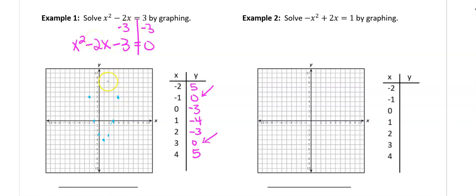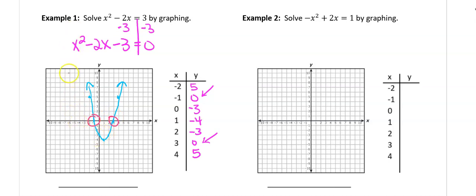So then I'm going to draw my parabola. The name of this shape is a parabola. It is a U shape, not a V shape. It makes a U down there, okay? And my solutions, where it crosses the x-axis, are -1 and 3.